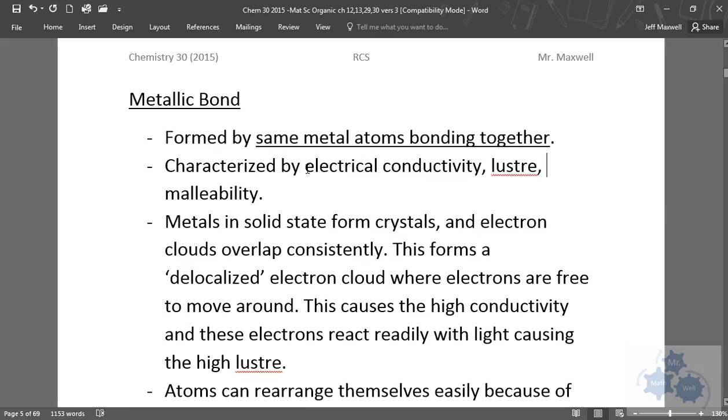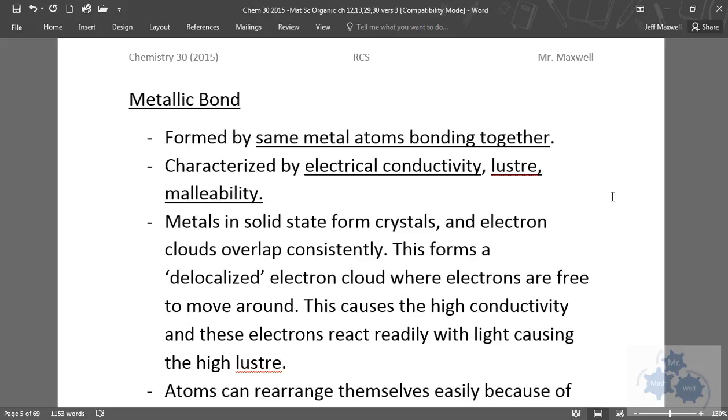These bonds are characterized by electrical conductivity. If you think about copper wire, luster, do you know what luster is? Yeah, luster is shininess. And malleability. Who knows what malleability is? Yes, bending. It's the property that metals have that they can change shape, so you can hammer them into shape, and they are bendable.